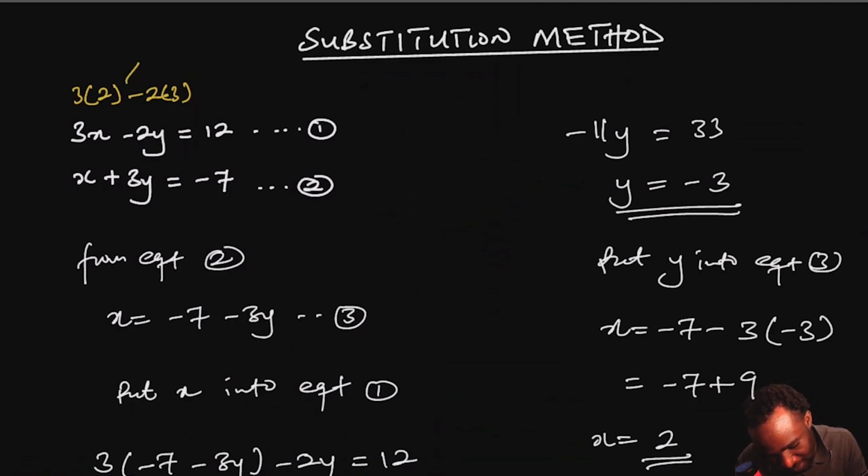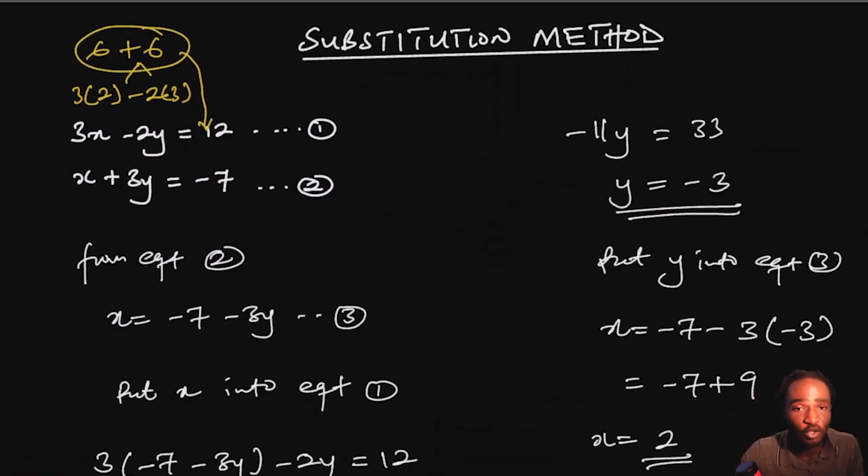If you simplify this, what do we get? We get 6, and over here plus 6, and it's going to be 12. So therefore, the left hand side is equal to the right hand side. So our answer is correct.